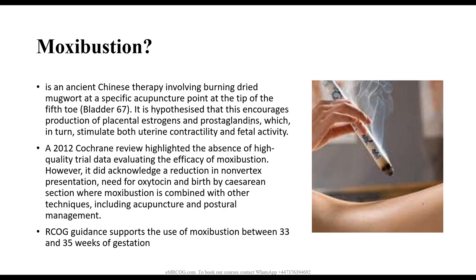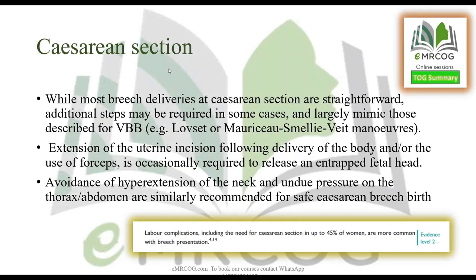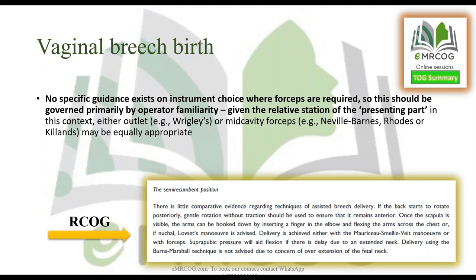So the RCOG guidance supports the use of it between 33 and 35 weeks of gestation to reduce breech. Cesarean section is the second option for a woman who has a breech presentation. Simply, cesarean section is something combined with risk to the woman more than the baby. It is considered safer for the baby with breech delivery, but it's higher risk to the mother and it can affect her future. So we don't comment much in this article about the cesarean section.